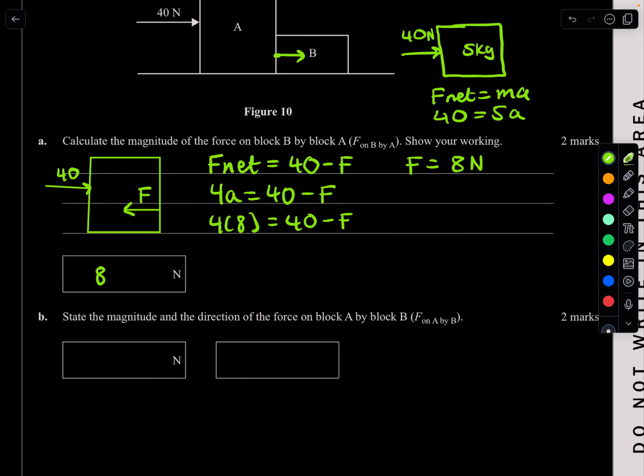State the magnitude and the direction of the force on block A by block B. So we're actually trying to calculate this force over here, on block A by block B. Again, by Newton's third law, they're going to be the same magnitude but in the opposite direction. So it'll still be 8 newtons, but in the opposite direction, which is left in this case.